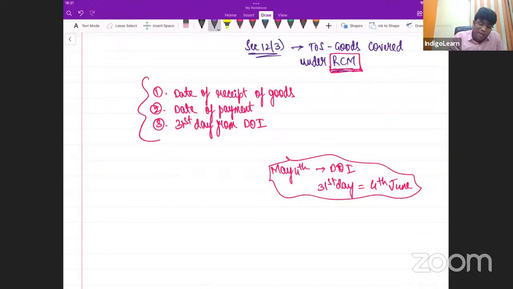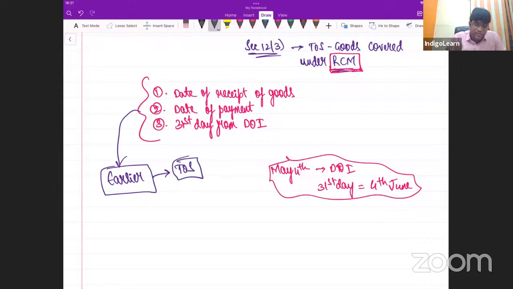And of these 3 dates, whichever is earlier, that becomes my time of supply. So what are the 3 important dates? Number 1, date of receipt of goods. Number 2, date of payment. Number 3, 31st day from date of invoice. These 3 dates, whichever is earlier, becomes my time of supply. And an extra point to be added here: what is the meaning of date of payment? They clearly specified that date of payment means the date when payment is entered in books.